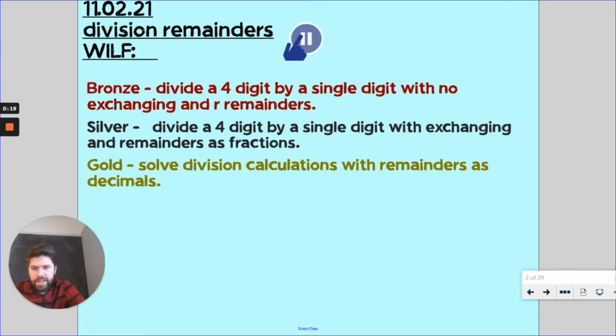Okay, if we're looking at today's Wilfs, it's worth pointing out that the bronze for today, for division, features no exchanging. So we're keeping it really simple in the bronze. Silver does contain exchanging as well as today's skill with remainders. So it's just worth bearing in mind when we choose our task later that there is a decent jump between bronze and silver today, and you're picking the task that's right for you.